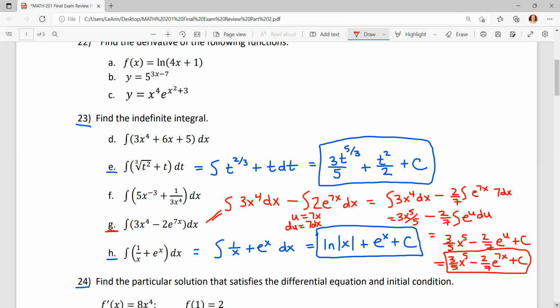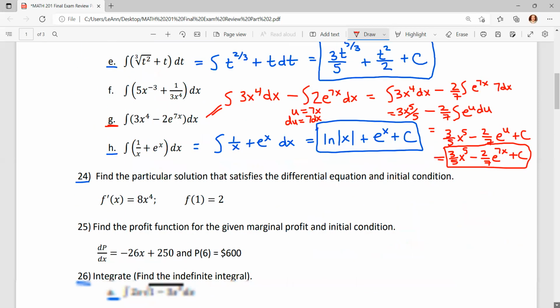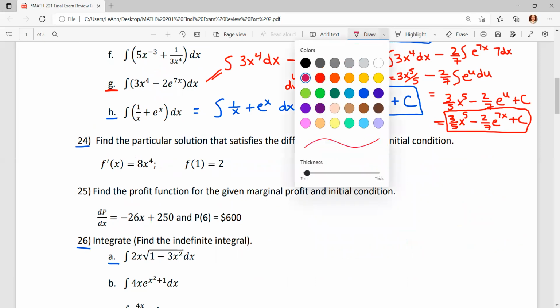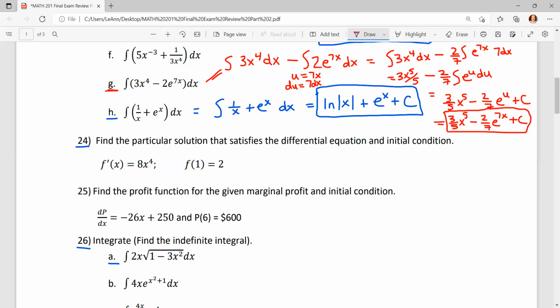All right, I had a question about number 24. So let's look at this one. This says find the particular solution that satisfies the differential equation and initial condition. So anytime it says particular solution, remember we talked about that in class, that means you're going to be doing the integration or the antiderivative, and then you're going to be solving for the plus c part using the ordered pair. And that will give you then an exact equation that we know has the derivative 8x to the 4th and goes through the specific point. So you only use the point on the second part of this problem.